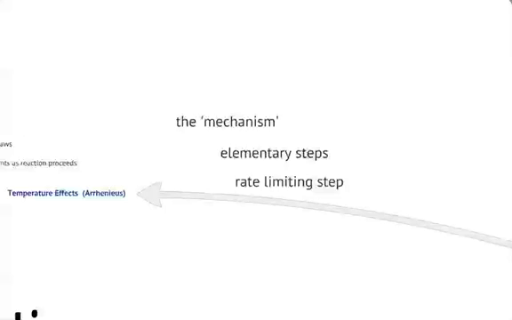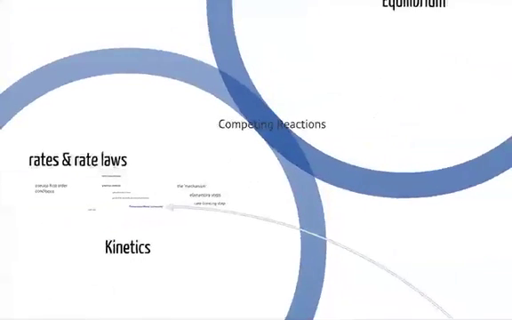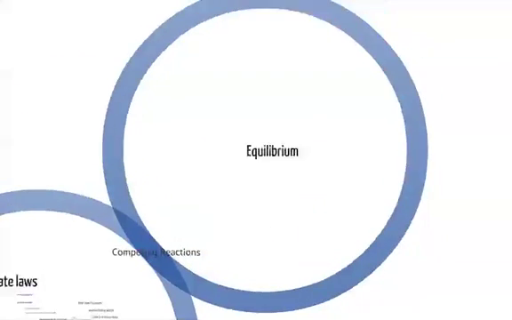Which ultimately leads us to the mechanism. The mechanism is what's going on at the molecular level. And within the mechanism are what we call elementary steps. And the elementary steps describe how the reaction proceeds. Associated with this is one important fact, it's the rate limiting step. All of these bits together will be applied towards reactions that compete with one another and ultimately equilibrium.